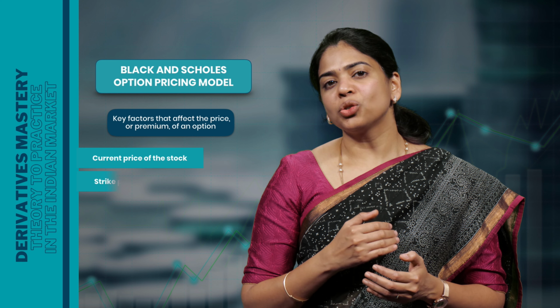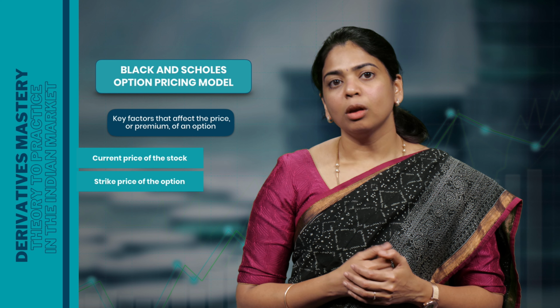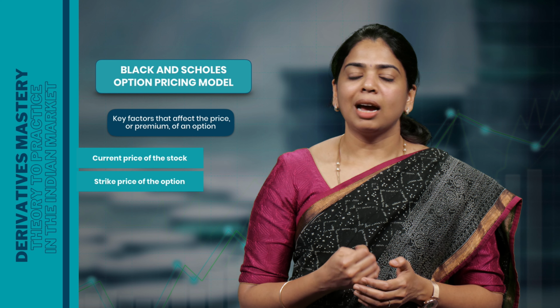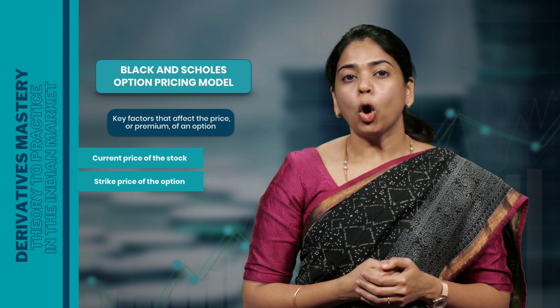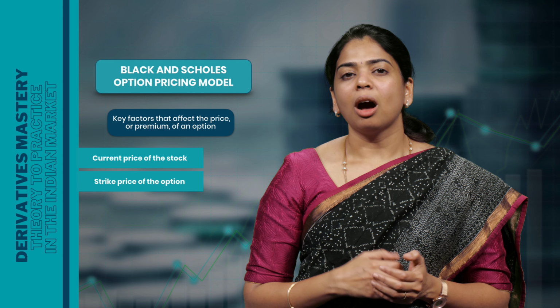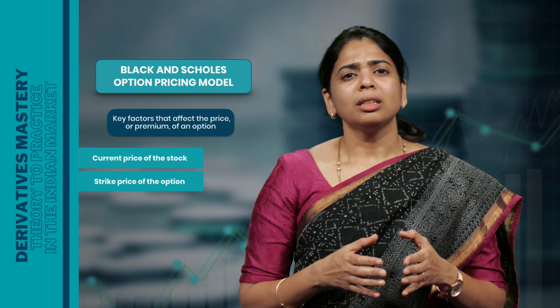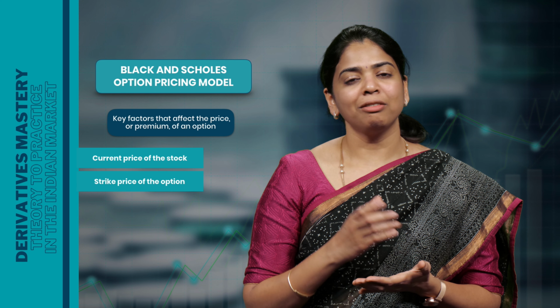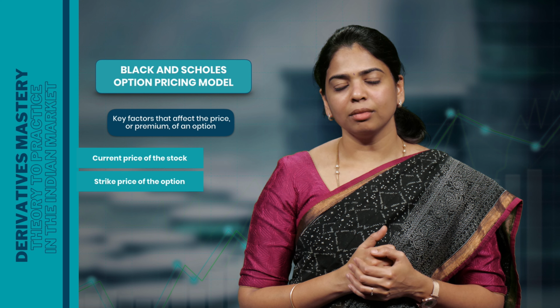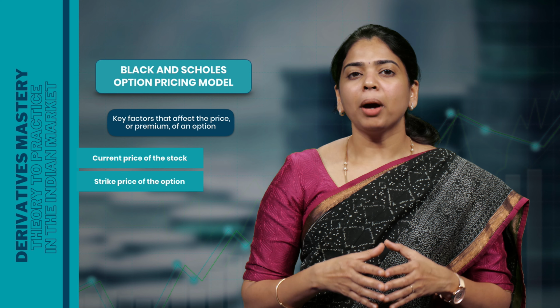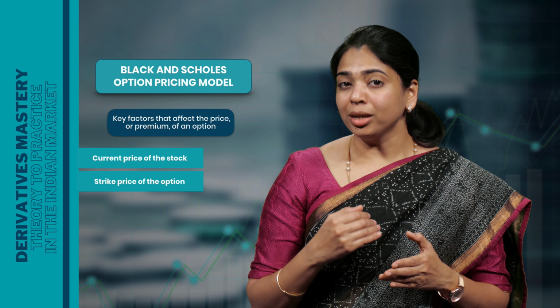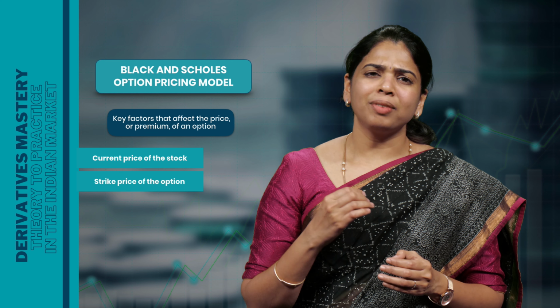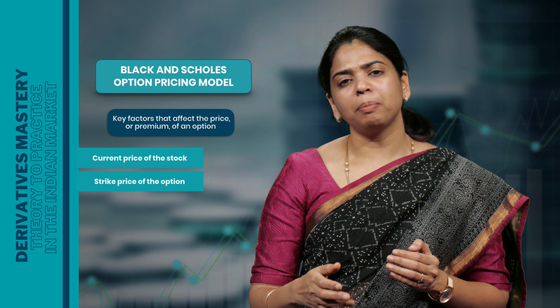Next, there is the strike price of the option. Not all strike prices have the same premium. Options that are deep in the money are very expensive because they're almost guaranteed to have value at expiry. On the other hand, deep out of the money options are much cheaper because there is a very slim chance they will end up having value.